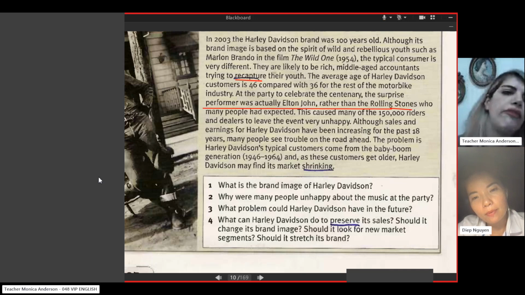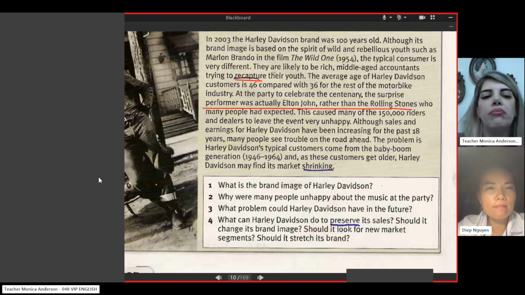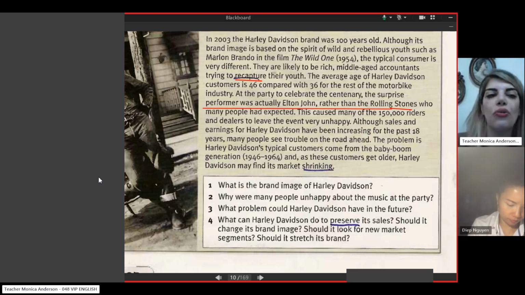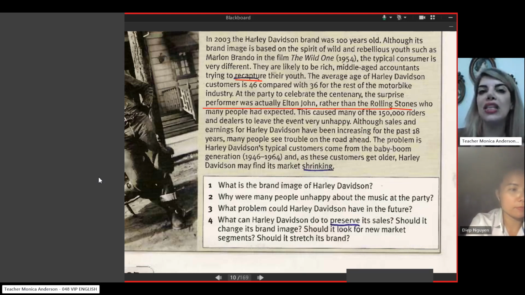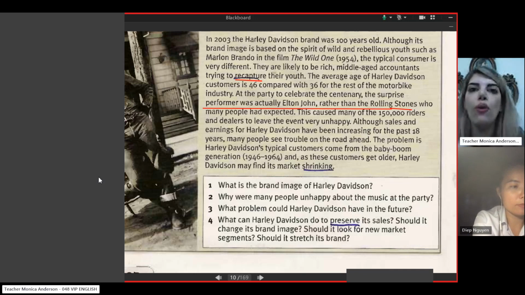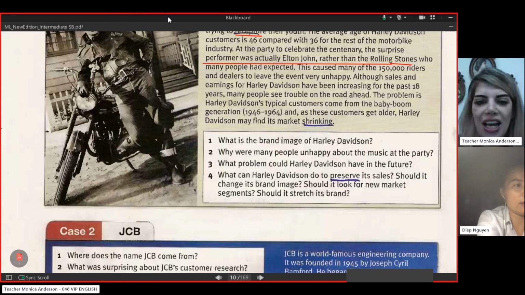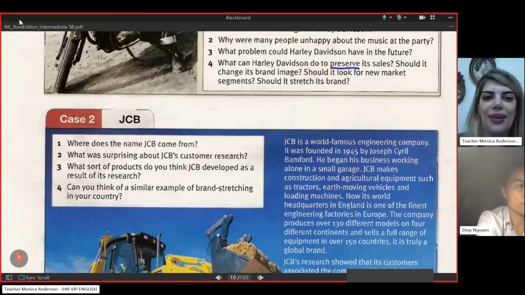Yes. Maybe it should try to appeal to younger customers. Okay, so they need to make something new, maybe. And of course, they need to shift their focus from the older generation to the young generation. Yes, I think so. Of course, I do agree.